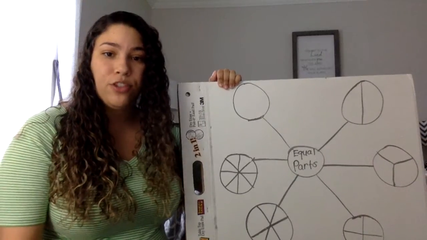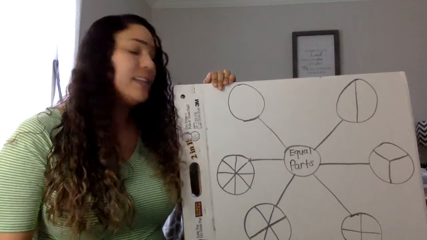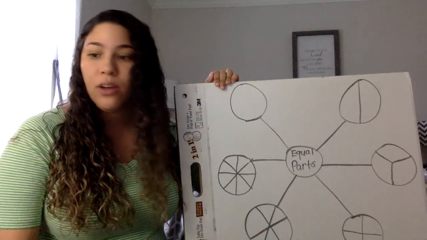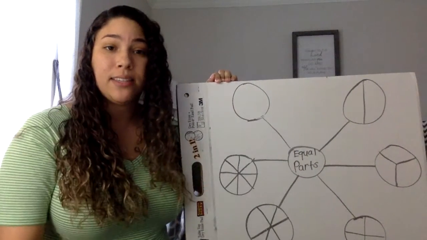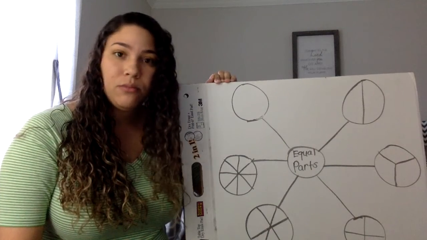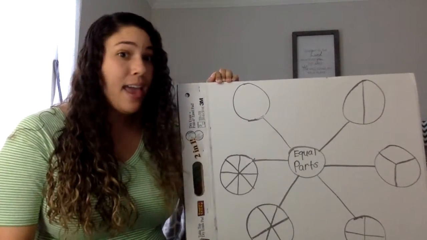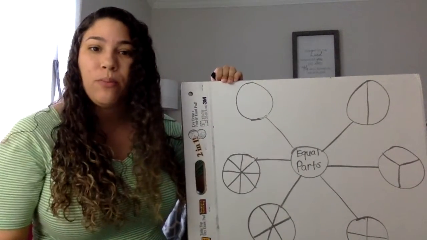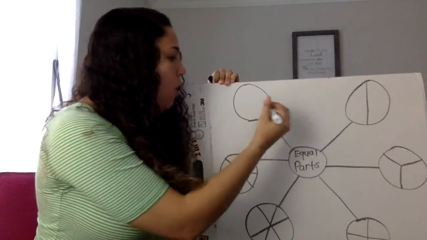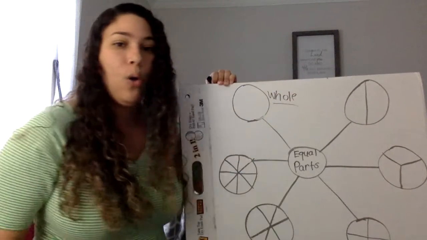So all we have to do is count how many pieces we have and determine what name it's going to have. So for this first one over here, how many pieces is it divided into? Well, there's no lines dividing it, so think of a pizza. If it's not cut up, it would be a whole pizza. So this one right here is a whole.